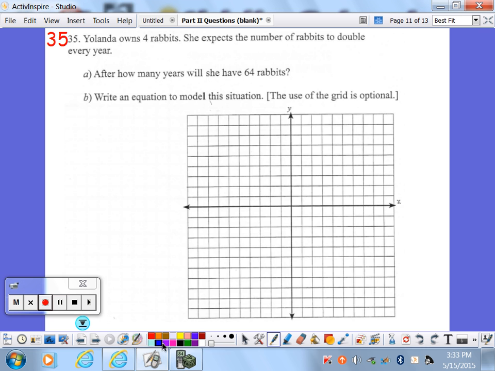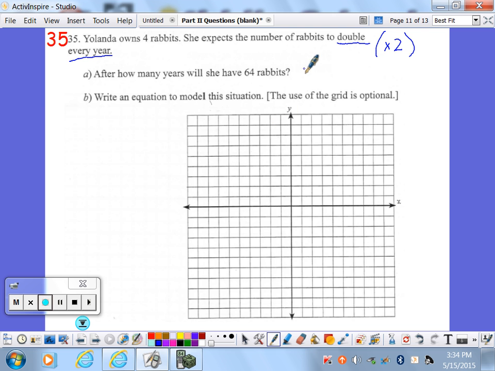Number 35. Yolanda owns 4 rabbits. She expects the number of rabbits to double every year. Ooh, I'm already thinking of a function in mind, something that doubles, which is multiplying by 2 over and over and over again. I hope you are too. Letter A. After how many years will she have 64 rabbits?